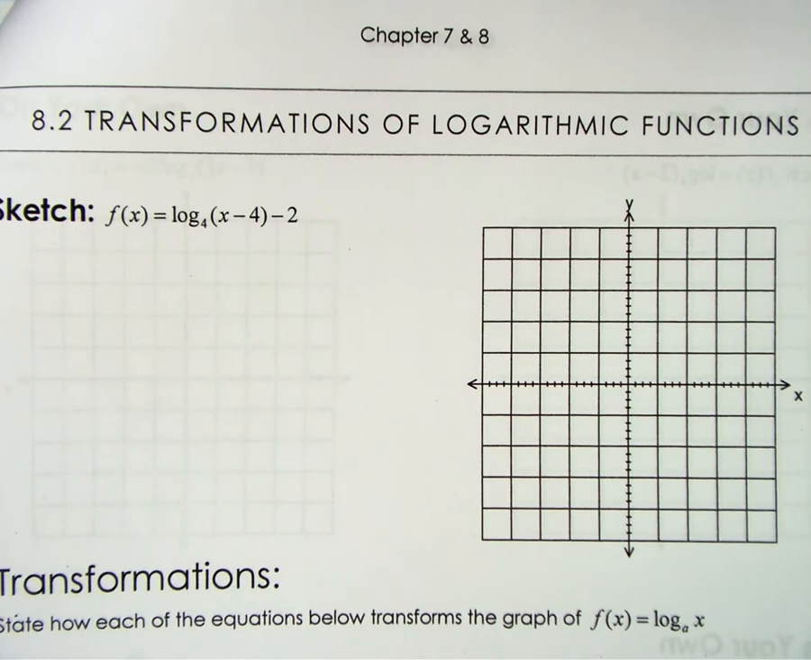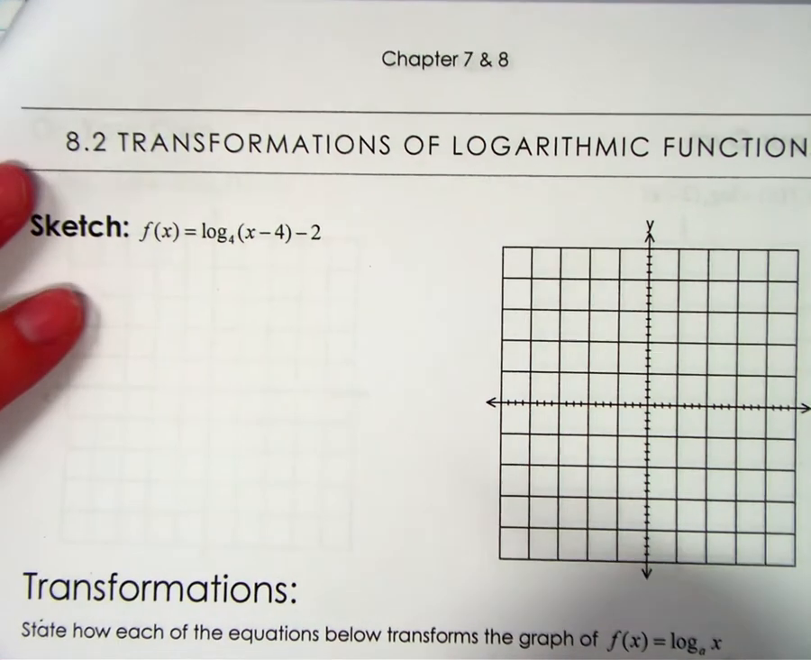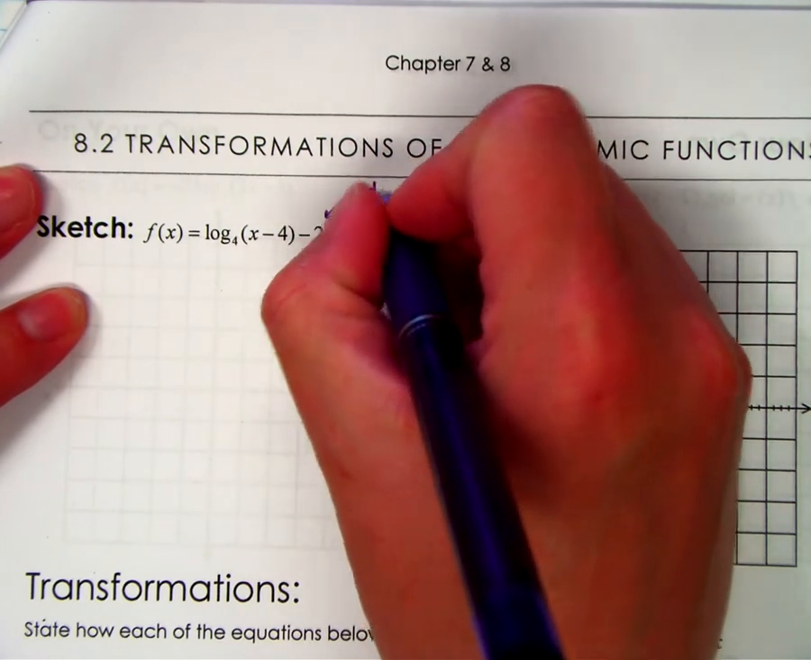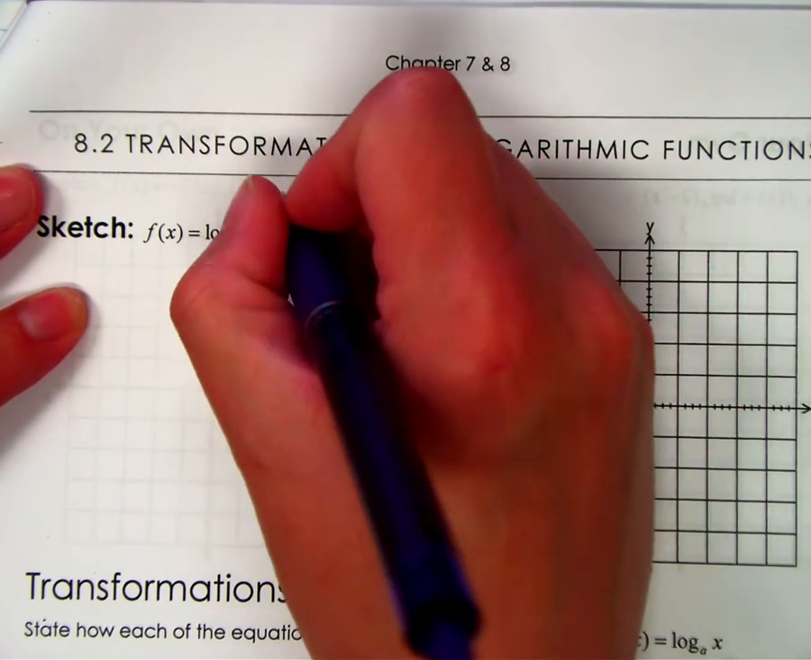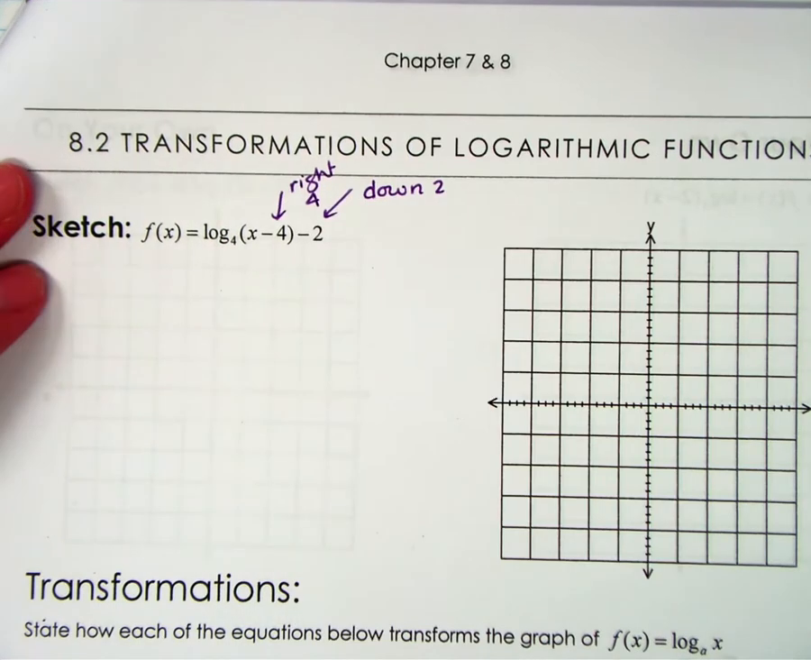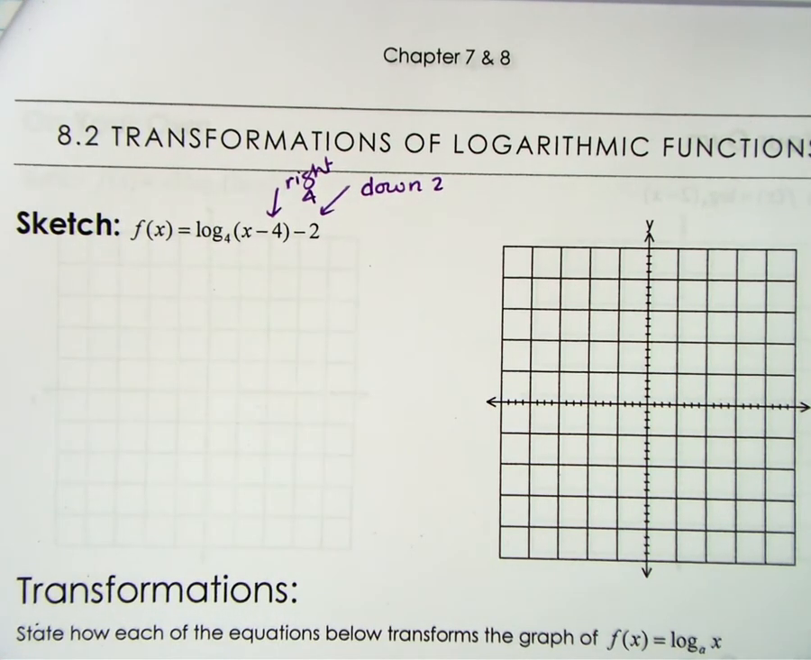Okay, so let's talk about the transformations on this one. What are the transformations on this logarithmic function? Down 2, right 4. All right, so what base log is this?